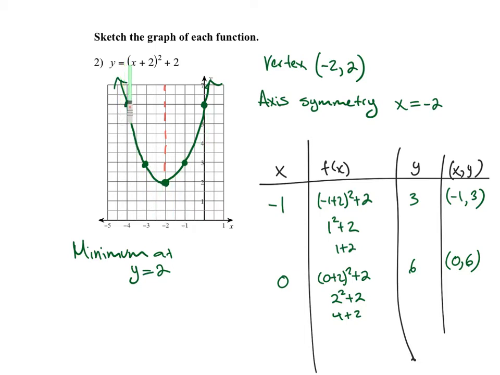So I know it by looking at a. My a value here is positive, so that means that my graph is going to open upward, so that means that my vertex is going to be the minimum value.